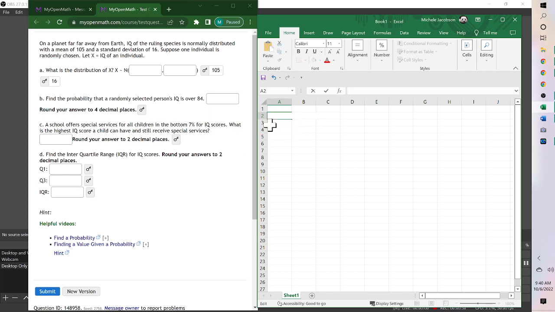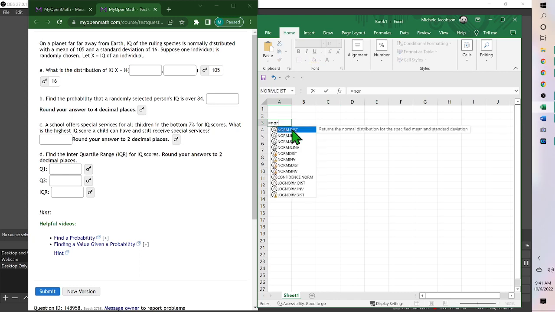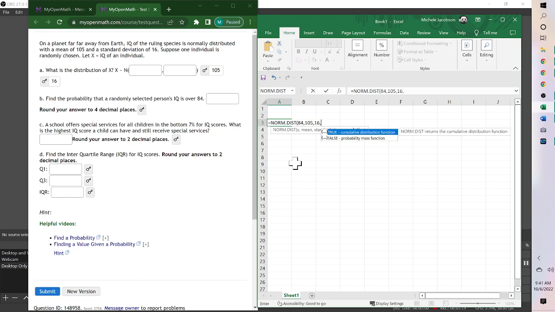Now, when you find the normal distribution, if we come over here, equals, start typing norm. For the percentage, you use normal distribution, so we double click that. We put our x value, 84, comma, the mean, 105, comma, the standard deviation, which is 16. And then it wants the percent under the curve, so it knows what probability you're making it out of. Always use a 1. And then hit enter.